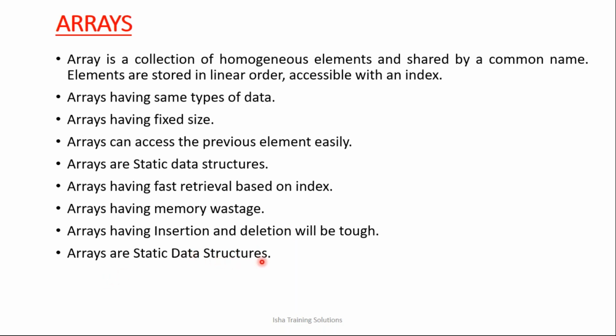Arrays are static data structures. We have already seen arrays are static data structures. Why do we call them static? When they are declared, they are constant in size. They cannot be changed in size in the future. For example, you declare 10 marks now, and in future if you get a new 11th subject, the 11th subject's marks could not be entered into that particular array.